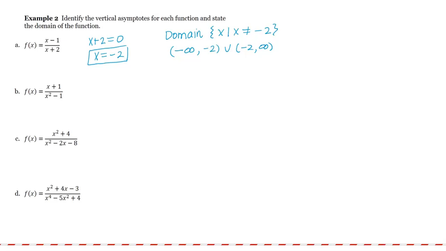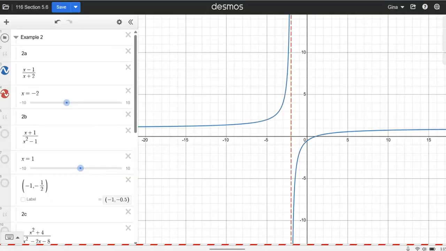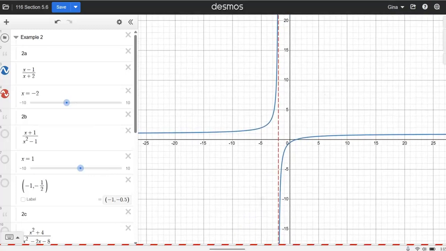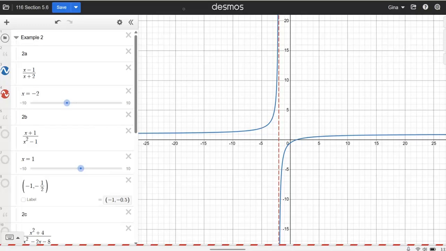Let's go look at the graph and verify our thinking about this problem. The blue part is the graph that we were just looking at, x minus 1 over x plus 2. And we found that x equals negative 2 is our asymptote. And that matches up with what we're seeing in the graph here. We can see that as we approach this line, x equals negative 2 from the right-hand side, the y values are going down towards negative infinity. And then as we approach over here from the left-hand side, the y values are going up towards positive infinity.